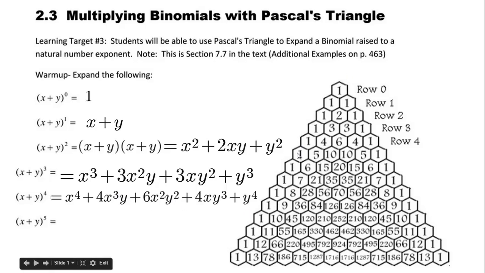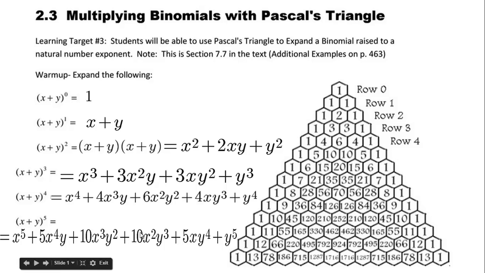And if you look at Pascal's triangle, the next row is row 5, which is 1, 5, 10, 10, 5, 1. Those are the coefficients. And so you've got x to the 5, x to the 4, x to the 3, x to the 2, x to the 1, and then no x's, and then no y's, y, y squared, y cubed, y to the 4, y to the 5. We're going to see how we use that.